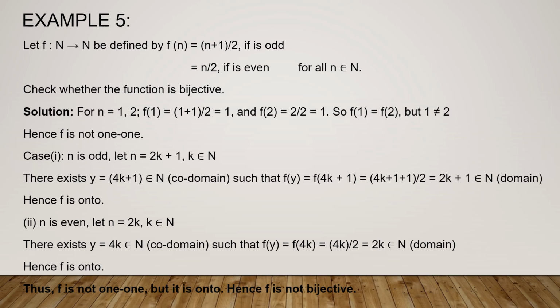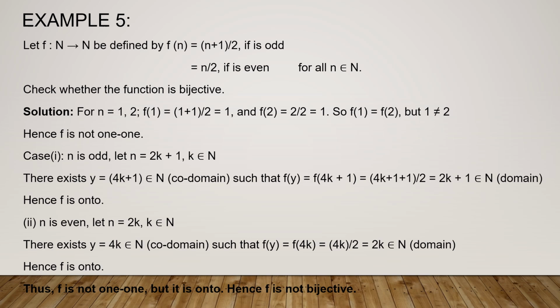So actually what I have shown is, for any odd number n, there will always exist a y of the type 4k plus 1 in the codomain, such that f of y will be an odd number. So we have shown that in this case f is onto. Second case, n is even. Try to understand. N is even, so it will be of the form 2k. Correct? Now there exists some y equal to 4k which belongs to the codomain.